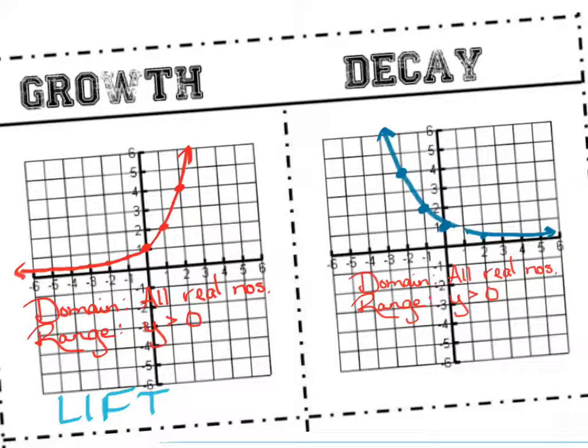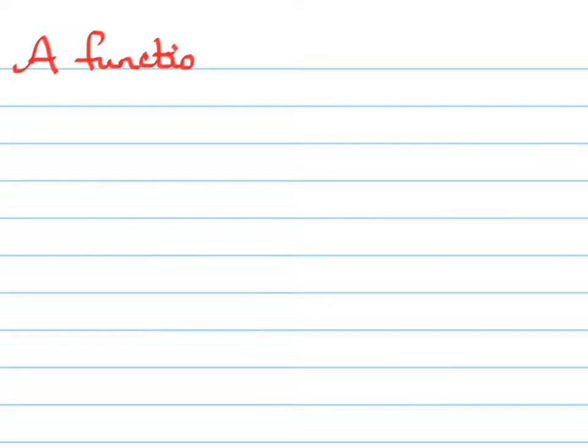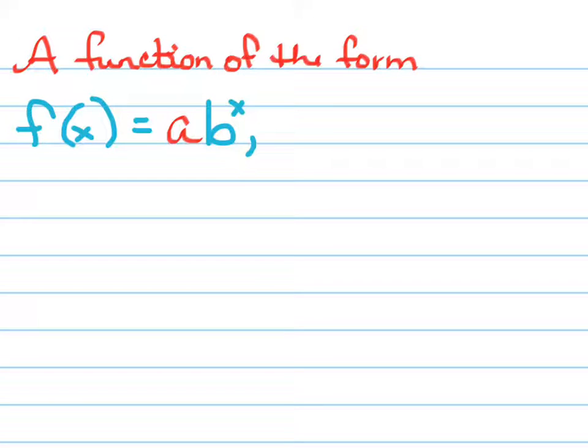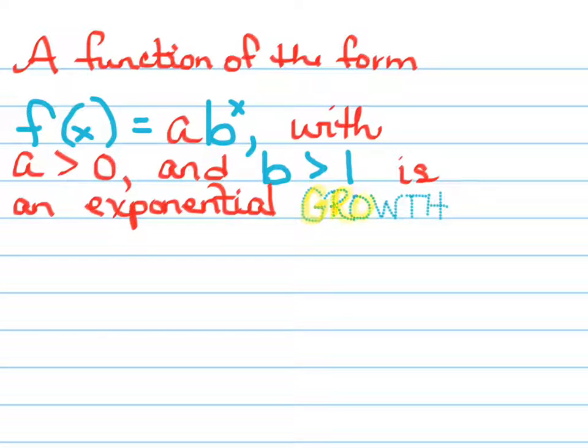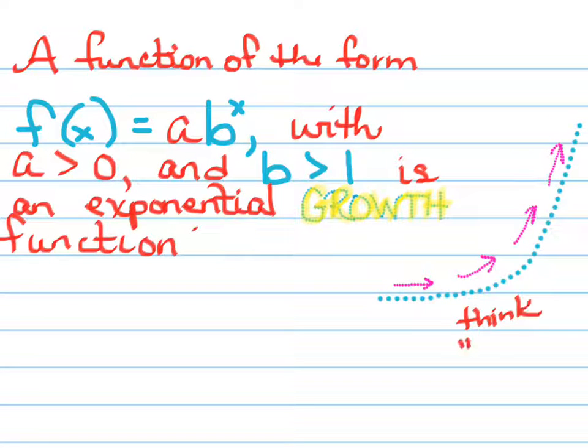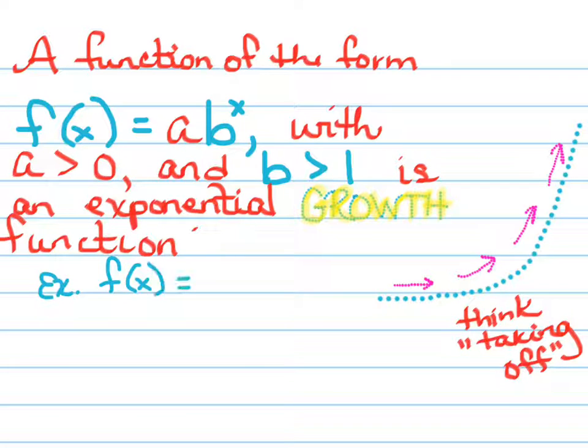Alright, so I want you to lift the growth side of your lesson. And a function of the form f of x equals a times b to the x, with a being a positive number and b greater than 1, is an exponential growth function. So in other words, think taking off, like an airplane takes off. Here are some examples. Y equals 2 to the x. Notice it meets the condition. A is positive. The base b, 2, is greater than 1.